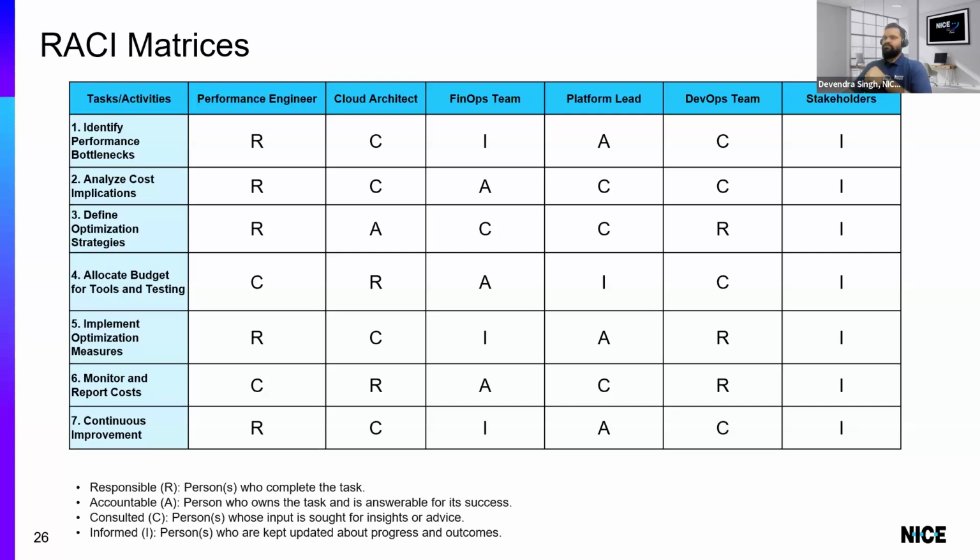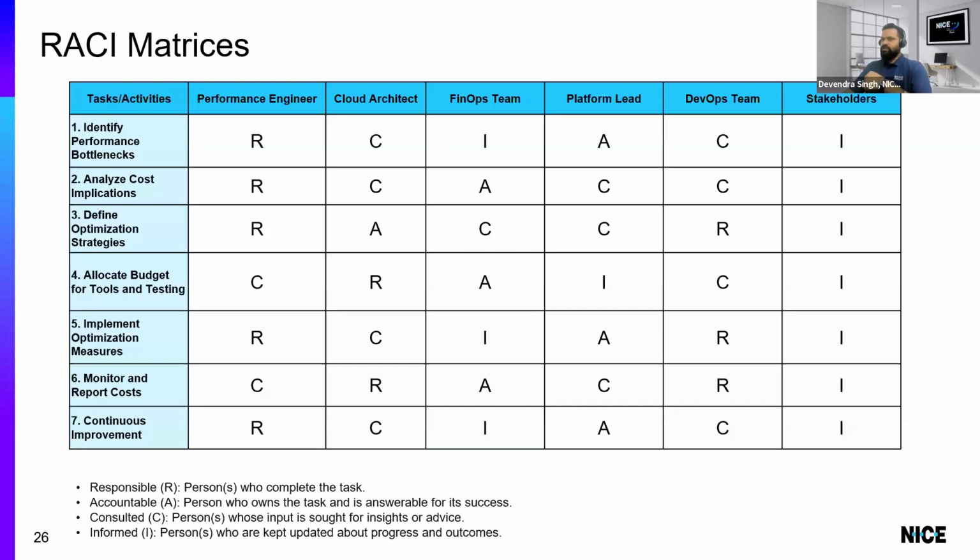So in this, if I talk about responsible, these are the individuals or teams who work at implementation level and complete the task on ground. So for example, if I take identify performance bottleneck, performance engineers are responsible for that, because the performance engineers will handle the execution and they will do the root cause analysis. So they will identify the bottleneck and they will identify the root cause for that particular bottleneck.